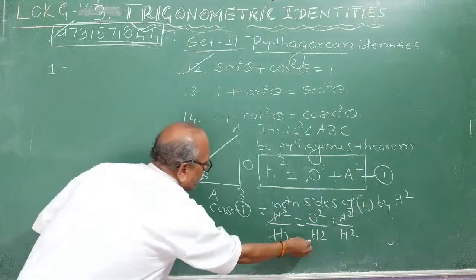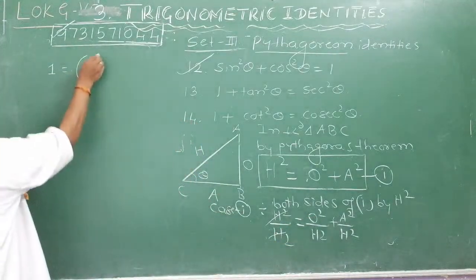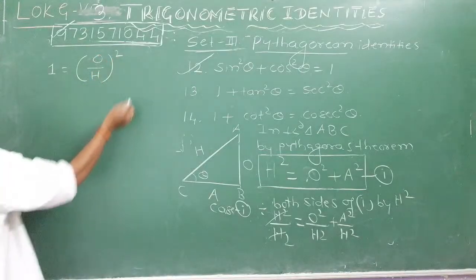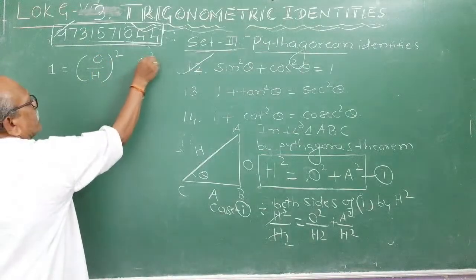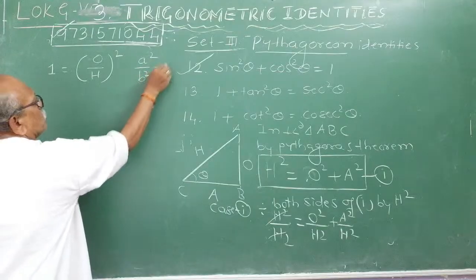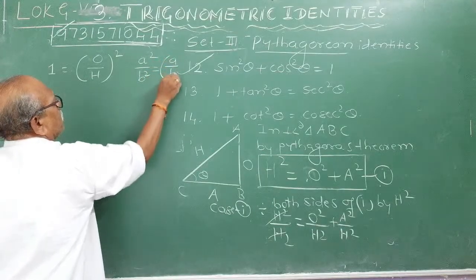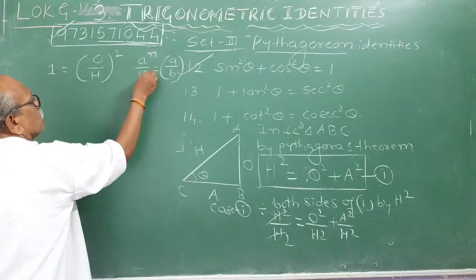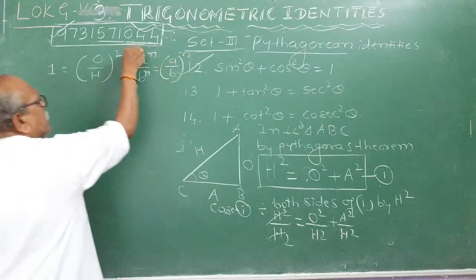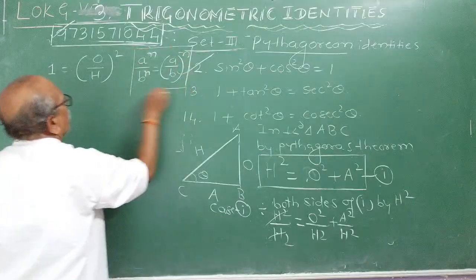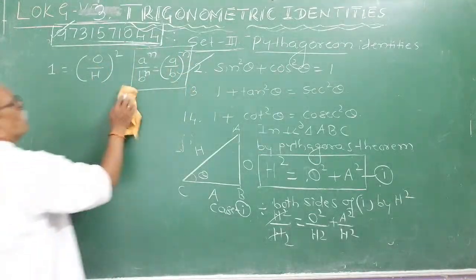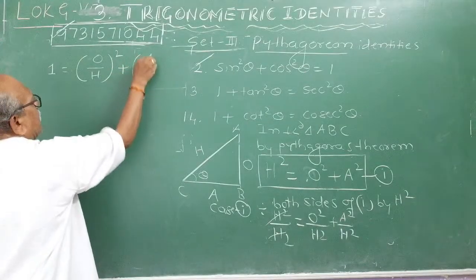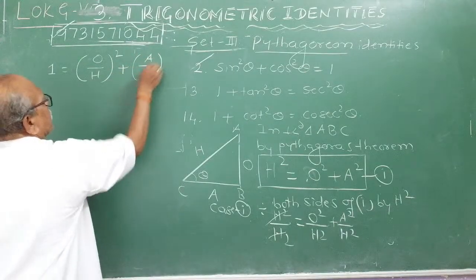Observe, O square upon H square can be written as (O by H) whole square. Can I write it? Because you know that A square upon B square is equal to (A by B) whole square; A raised to N upon B raised to N is equal to (A by B) raised to N. At the school level you studied. I am using the same identity. Plus, can I write it as (A by H) whole square?